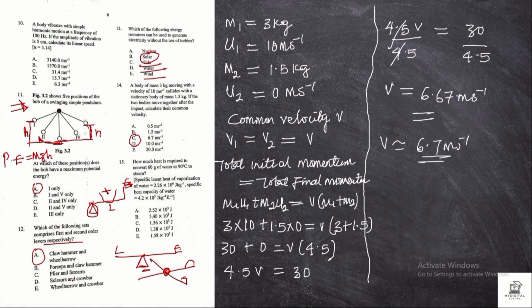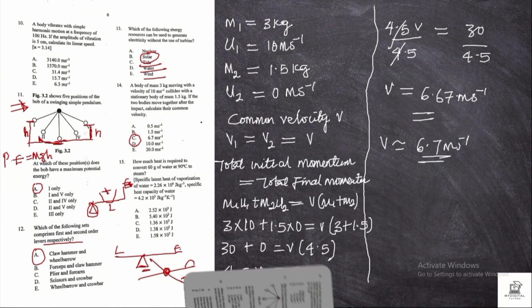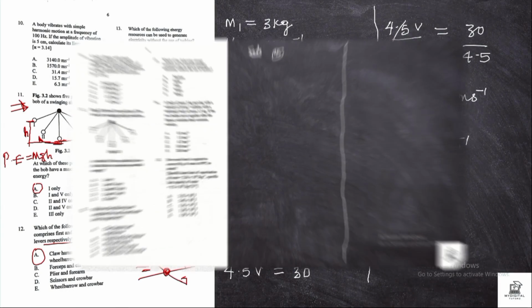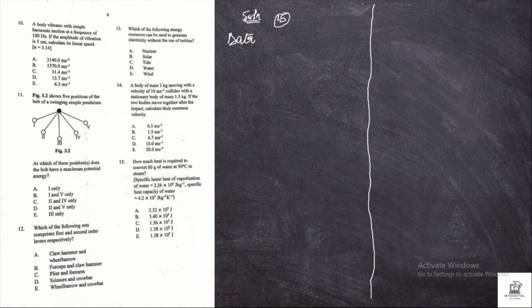So the next question, which is question 15, says, how much heat is required to convert 6 grams of water at 90 degrees Celsius to steam? So we are looking for the quantity of heat required to convert such amount of water at 90 degrees to steam. So in calculating this, we are given that the mass of water m is equal to 60 gram.